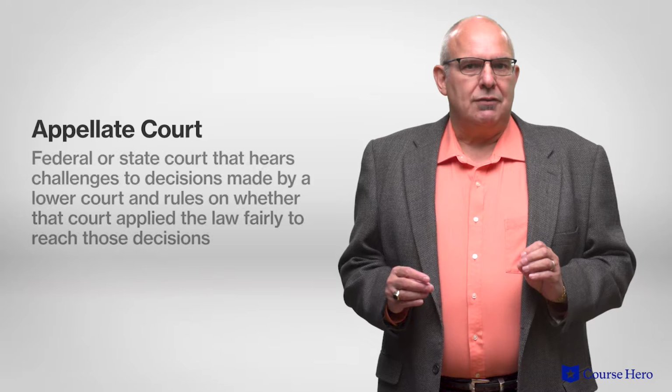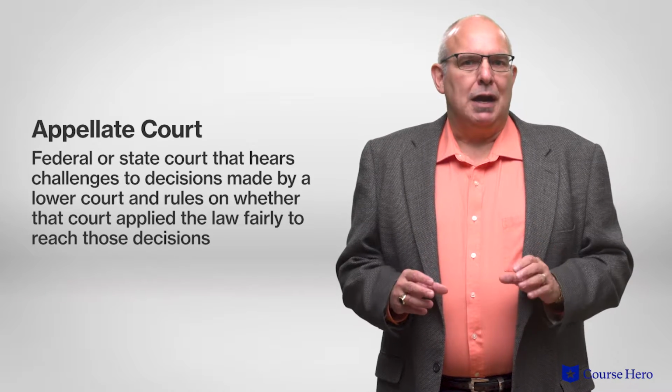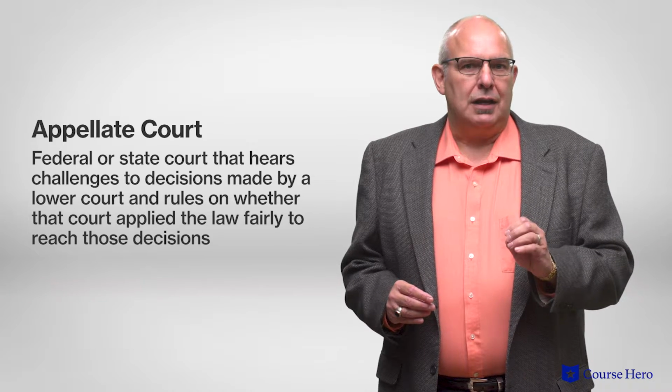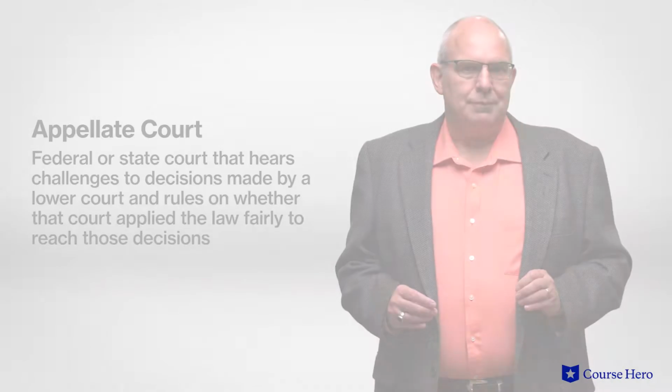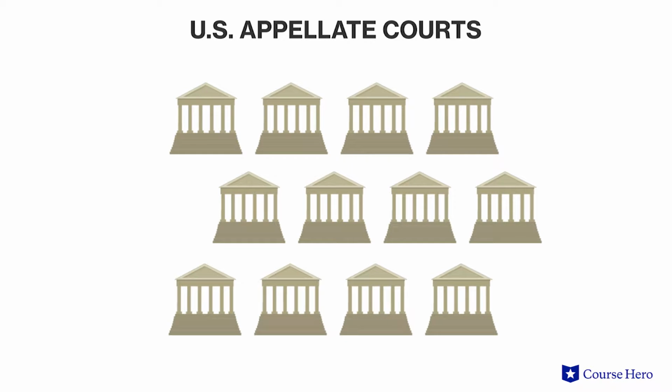The next level up in the federal court system is the U.S. Circuit Courts, which are appellate courts or courts of appeals. An appellate court is a federal or state court that hears challenges to decisions made by a lower court and rules on whether that court applied the law fairly to reach those decisions. For the purposes of the appellate courts, the 94 district courts are divided among 12 circuits or regions. Each of these 12 circuits has a court of appeals.